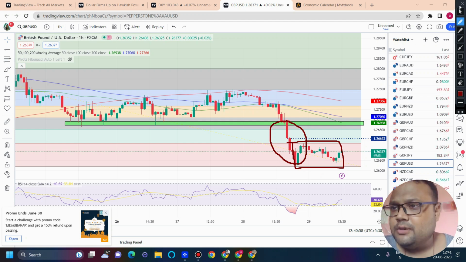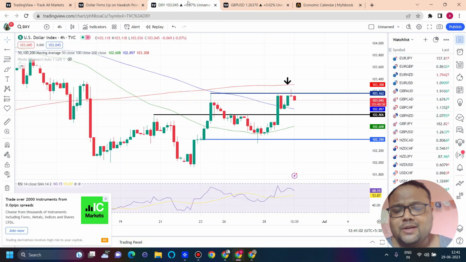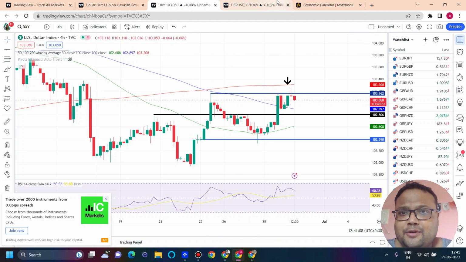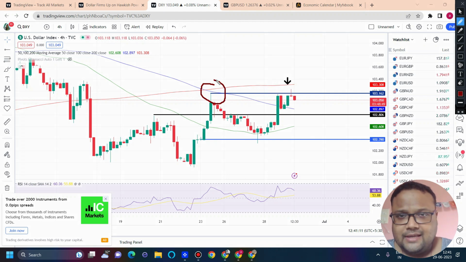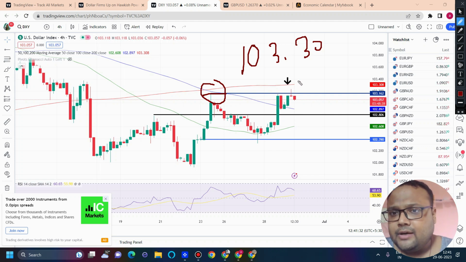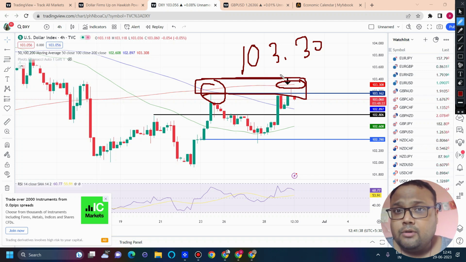But before we jump to GBP USD, let's talk about DXY, the US dollar index. DXY is also struggling around the previous high here, as a result of which we can see green candles on GBP USD and Euro USD right now. If DXY really wants to continue the upside, it will have to cross the previous high here, and precisely it will have to cross 103.30, because if it crosses this level, then it has immediate resistance from the 200 moving average. It will have to cross this particular portion of the market, then only the road will be clear for DXY.